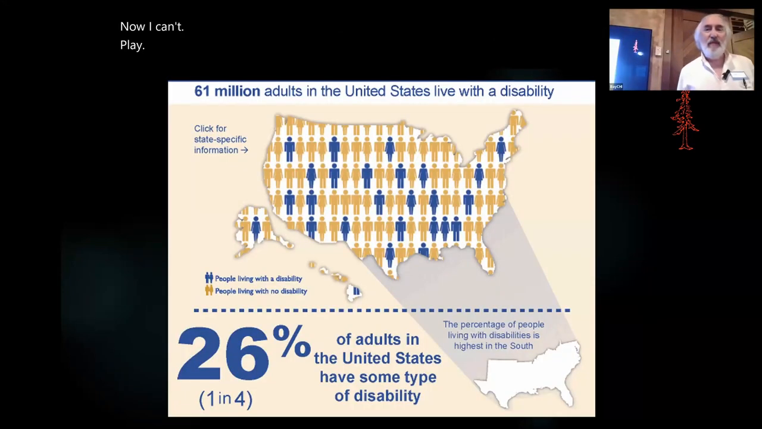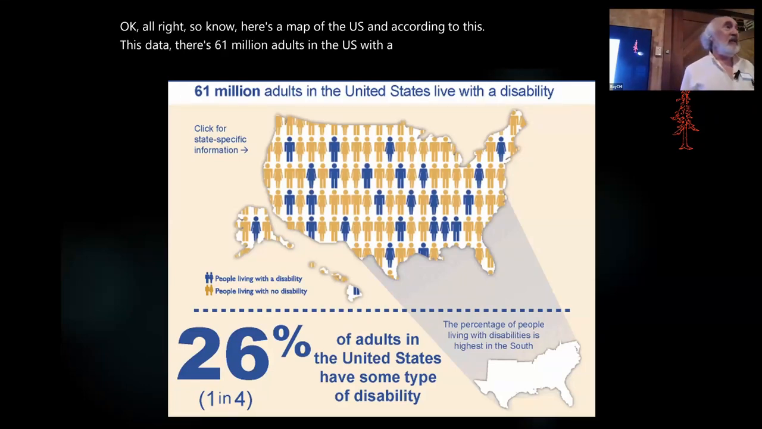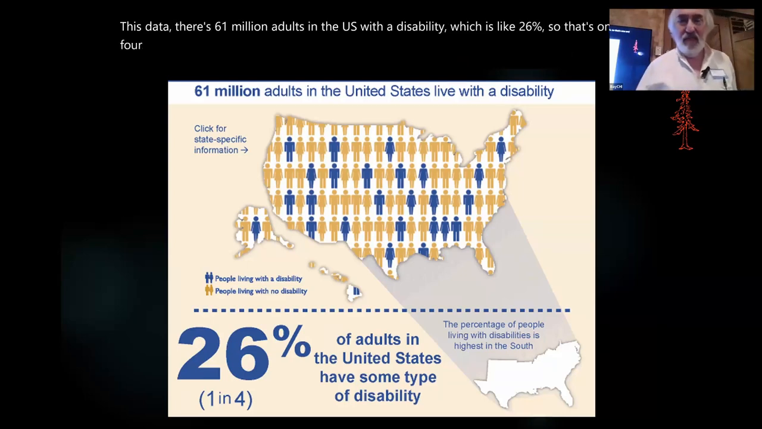So, here's a map of the U.S. And according to this data, there's 61 million adults in the U.S. with a disability, which is like 26%. So that's 1 in 4. So that's hardly a minority. There are people with some kind of disability.